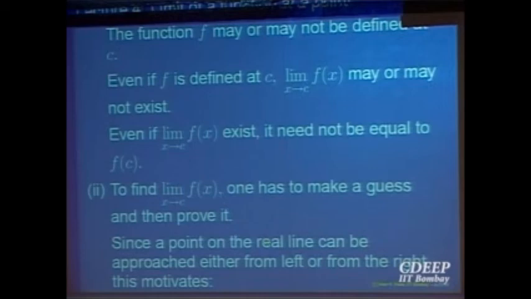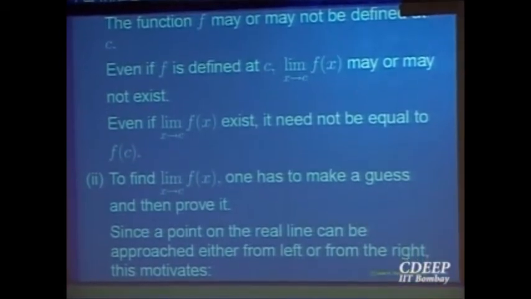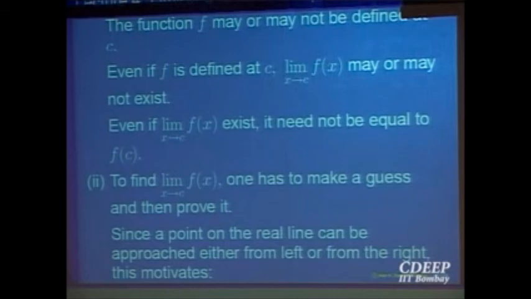Now, approaching a point, you can approach either from the left or from the right. Two directions are possible in the real line. So you can split your definition of limit into sub-definitions: limit from the left, limit from the right. Like in the greatest integer function, we took two sequences, one coming from the left only and the other coming from the right only, and the limits were different. We said the limit does not exist.